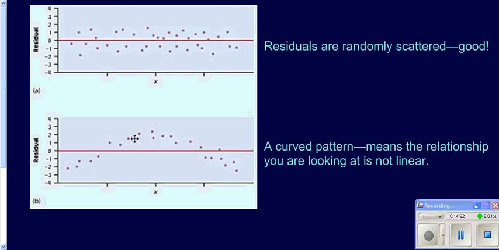However, here we have a definite curved pattern. You're below at each end, and in the middle you're above. So your line of best fit is not a good fit for that situation. In other words, your data is not linear.